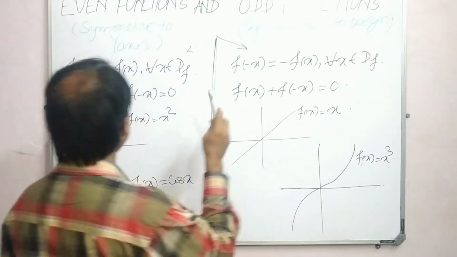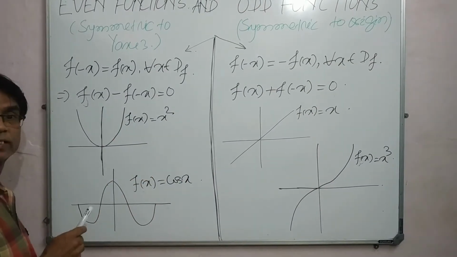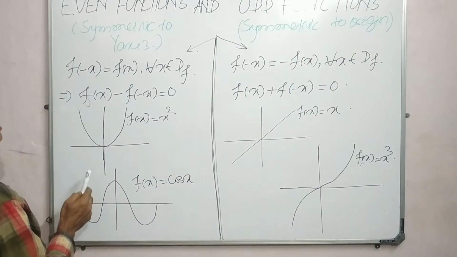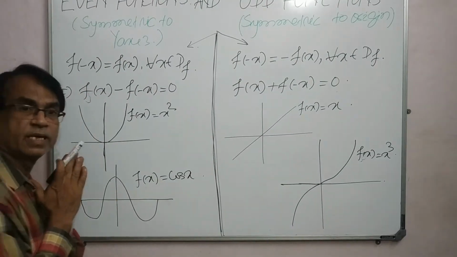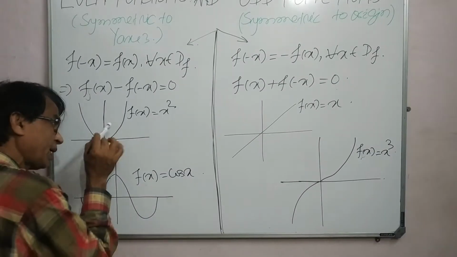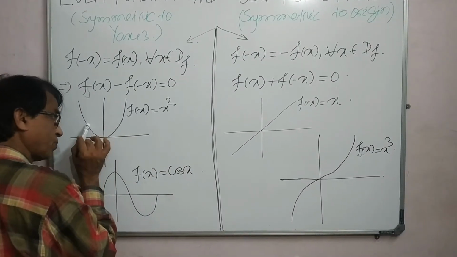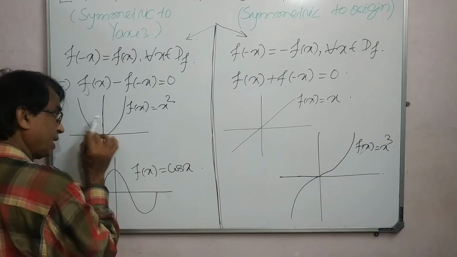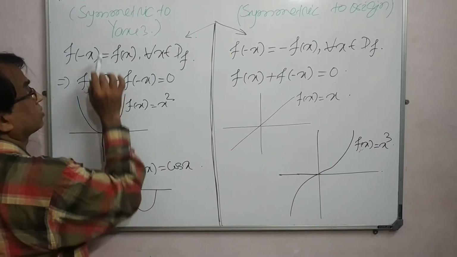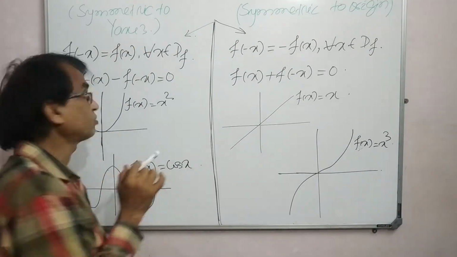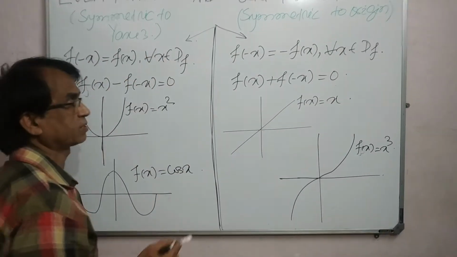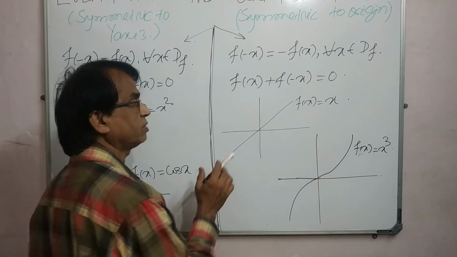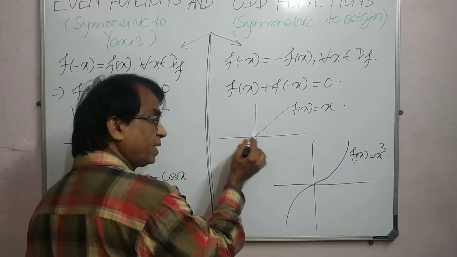Now look at f of x is equal to x square. This function is symmetric with respect to the y-axis: if you fold it along the y-axis, it completely coincides. If you take any point on this curve, there is a symmetric point with respect to the y-axis. So, when a function is symmetric with respect to the y-axis, we call it an even function, and f of minus x is equal to f of x.